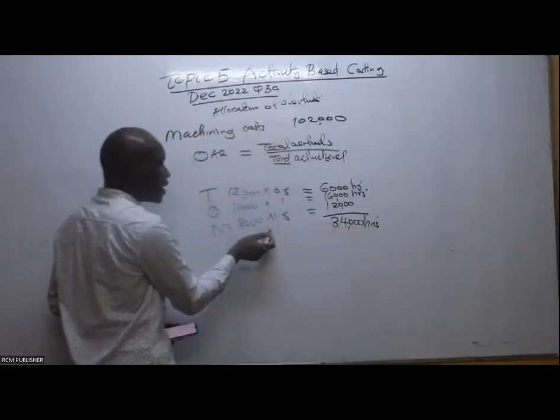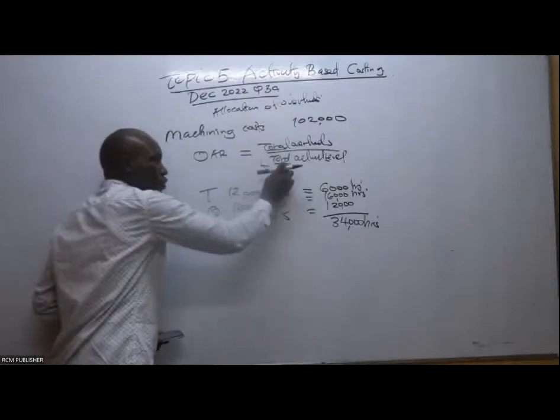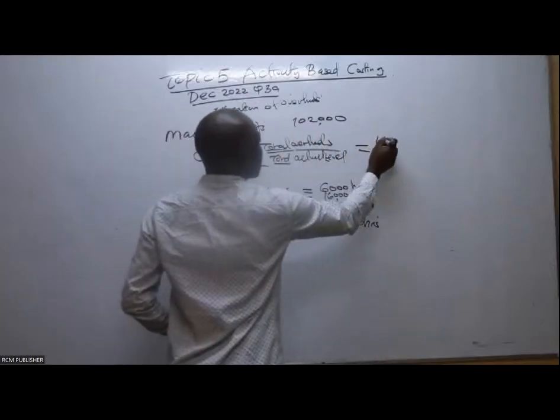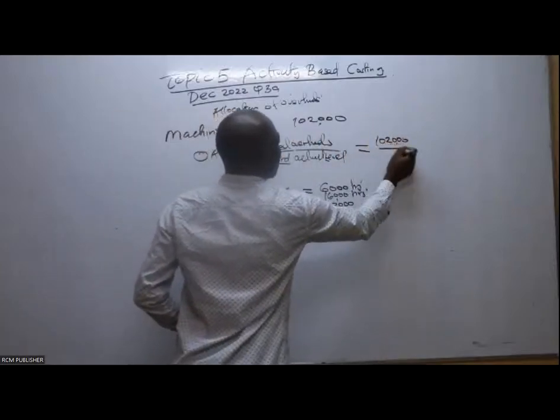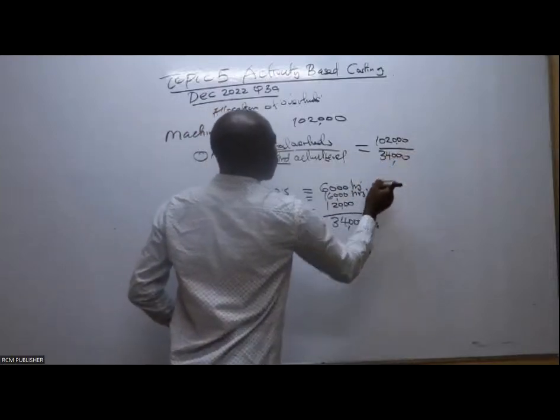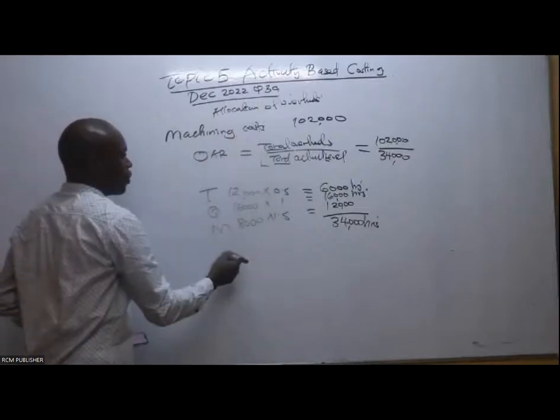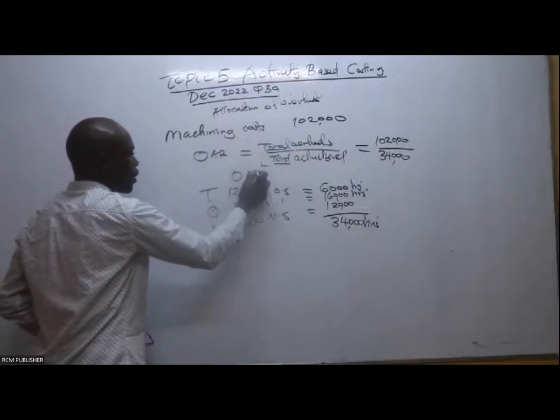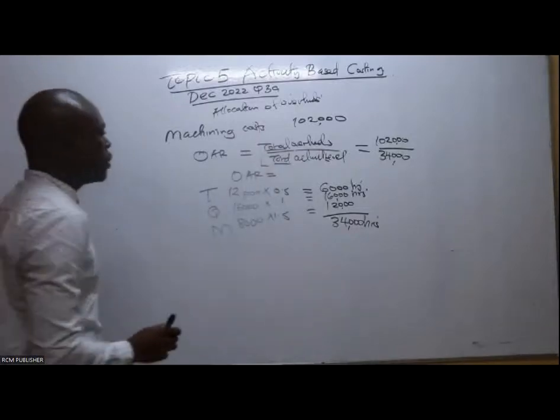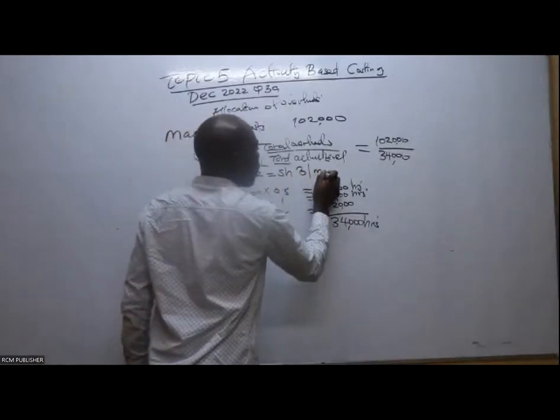This 34,000 is what we have here as the denominator, the total activity level. Total overhead, we already have here as 102,000. Total activity level is now 34,000. What will be our overhead absorption rate under machining costs? Overhead absorption rate will be shillings 3 per machine hour.